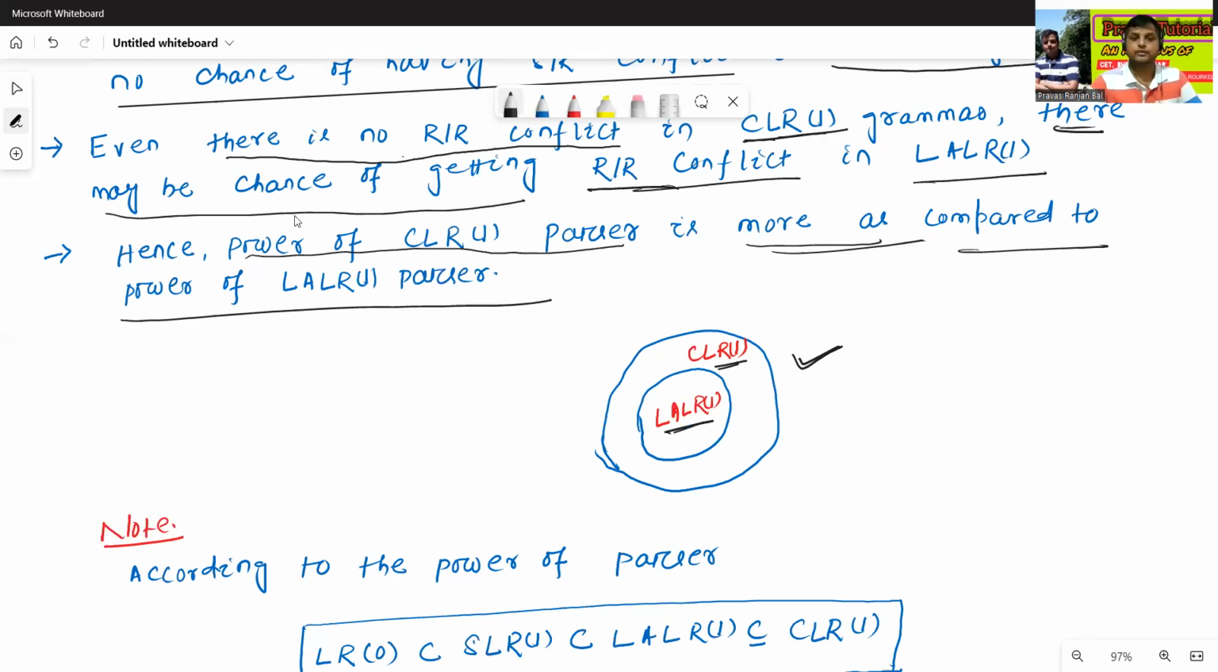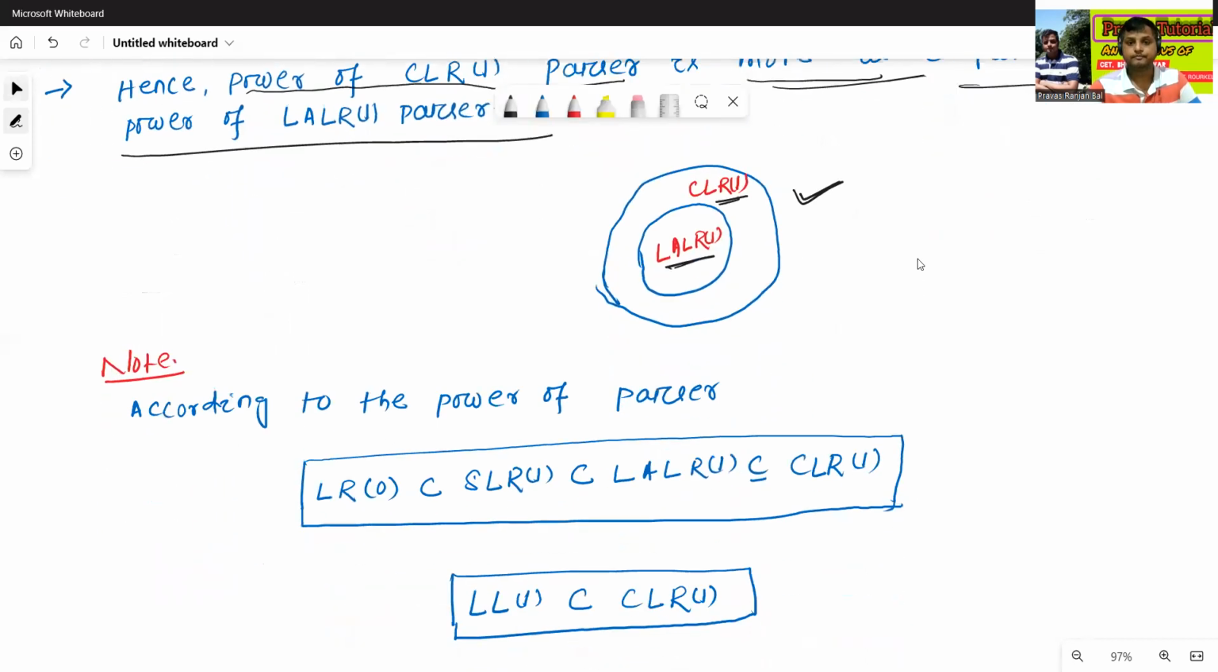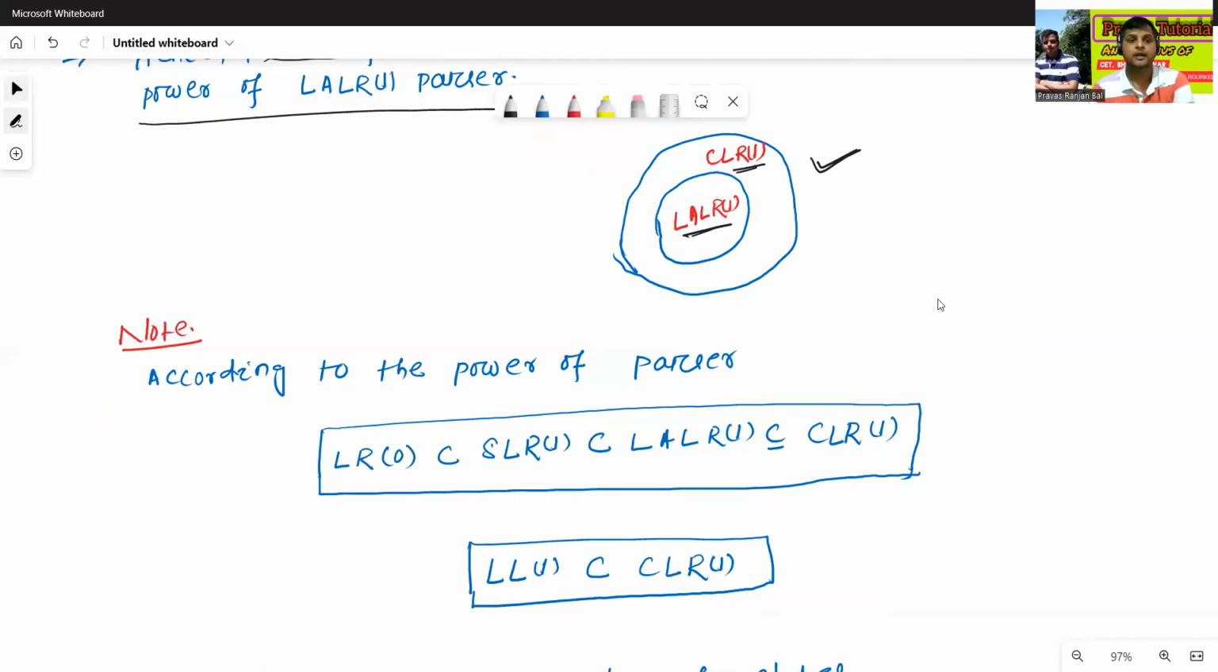Okay. So finally we'll see one note point. According to the power of parser, remember LR0 is the subset of SLR1, is the subset of LALR1, is the subset of CLR1. So LL1 is also the subset of what? CLR1 parser. LL1 is a subset of CLR1 parser. Remember one thing.